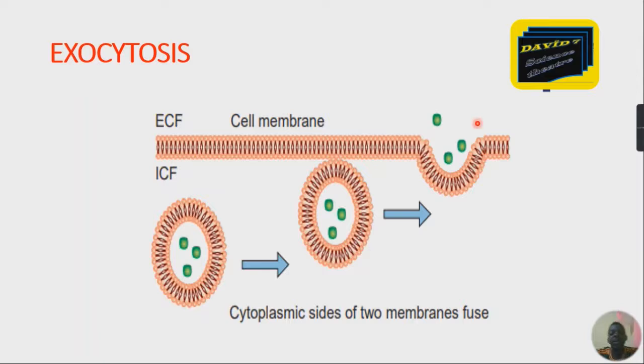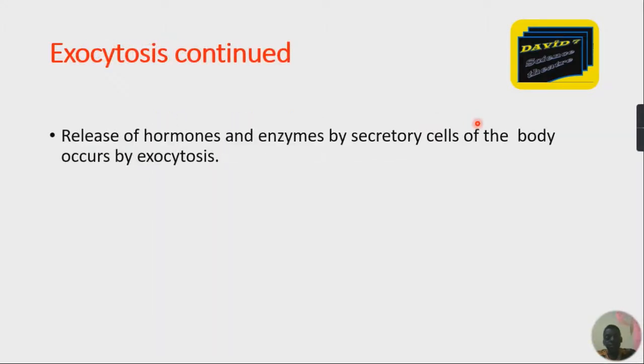So here we have the cytoplasmic sides of the two membranes fusing. So in exocytosis, I can give an example like the releasing of hormones and enzymes by the secretory cells of the body.